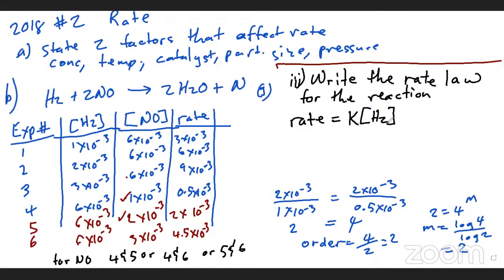So rate is equal to K times the concentration of hydrogen. It is first order, but because it's first order, you don't need to put the one there. All right. So rate is equal to K times hydrogen, NO squared. So remember you put the order of the reaction at the top. Because it's first order, you do not need to put the one up there. So that's the rate law, the same as the rate equation.